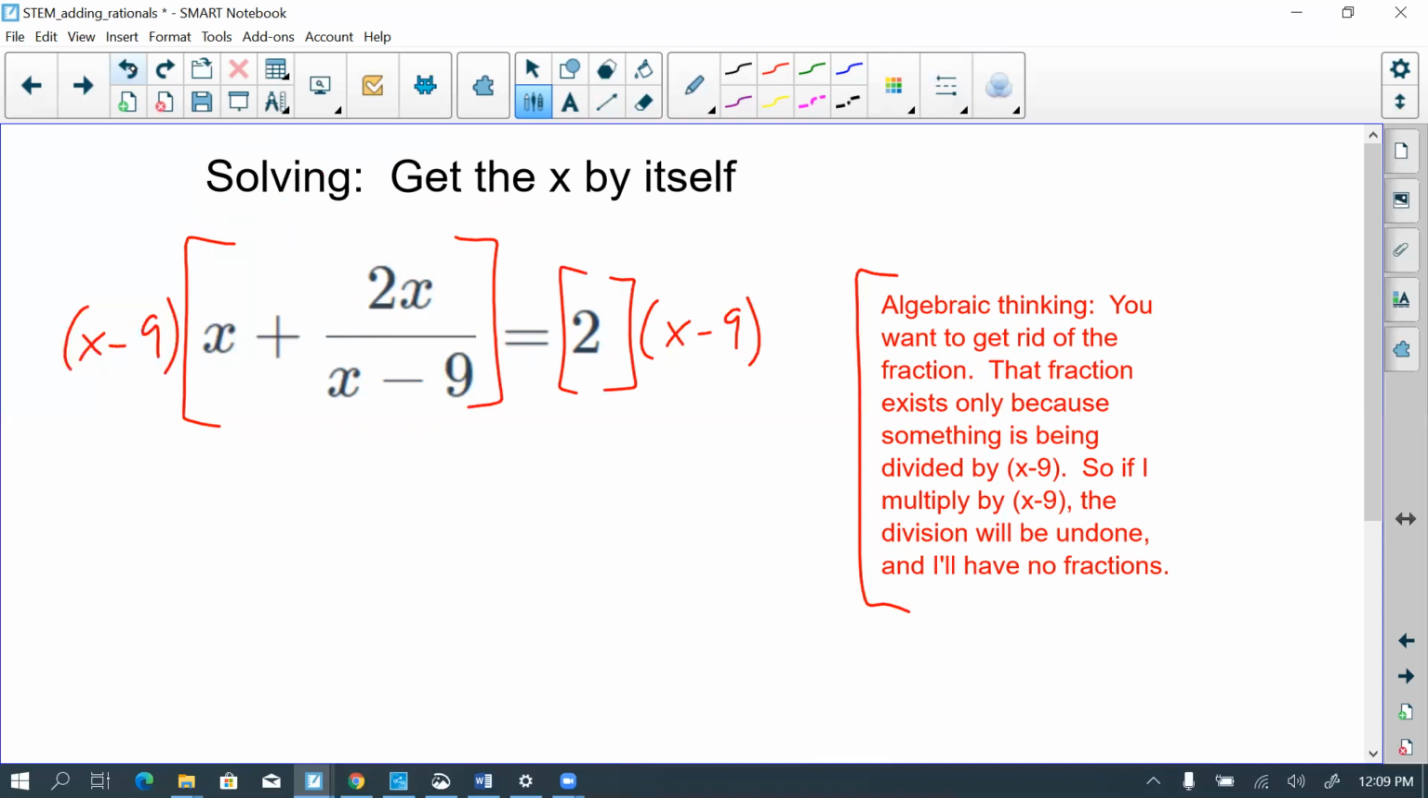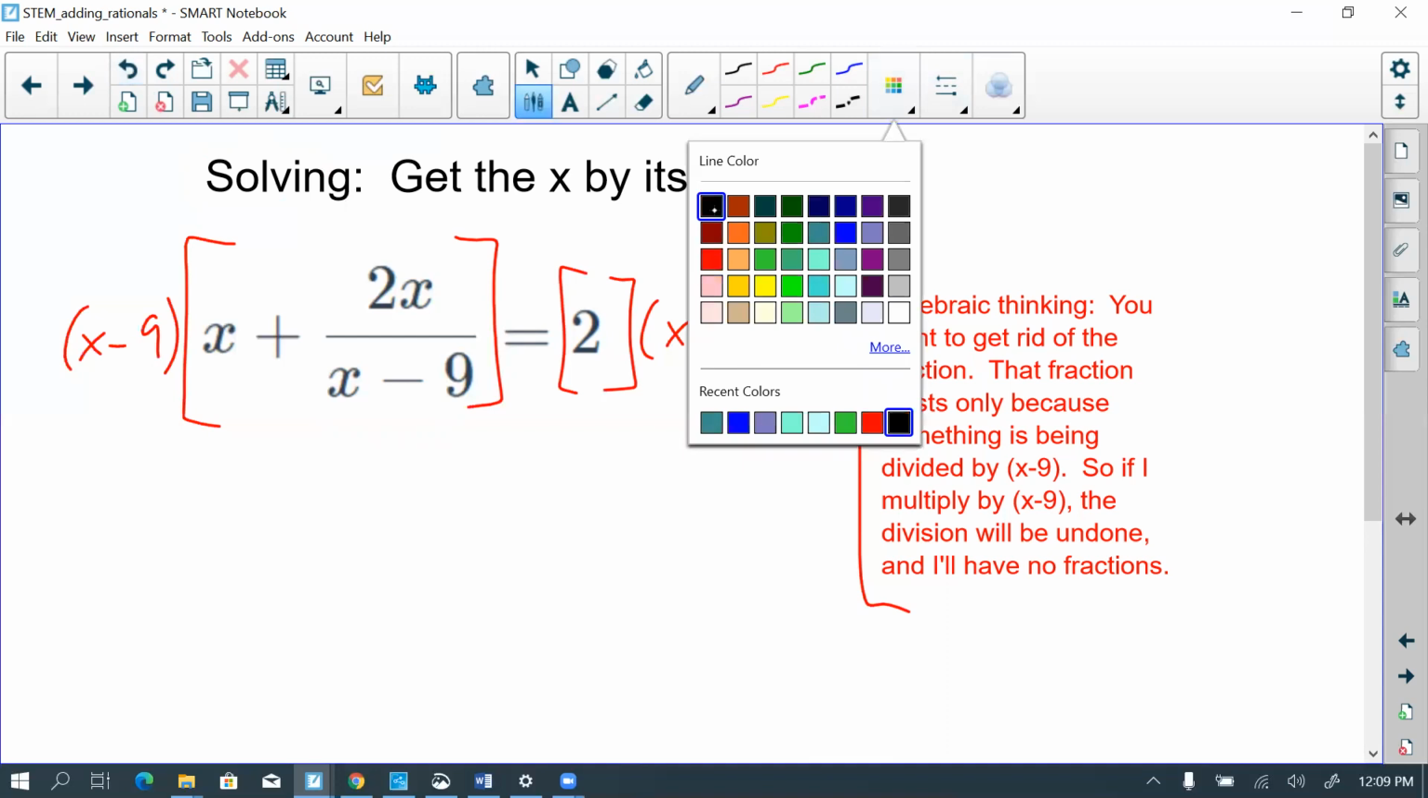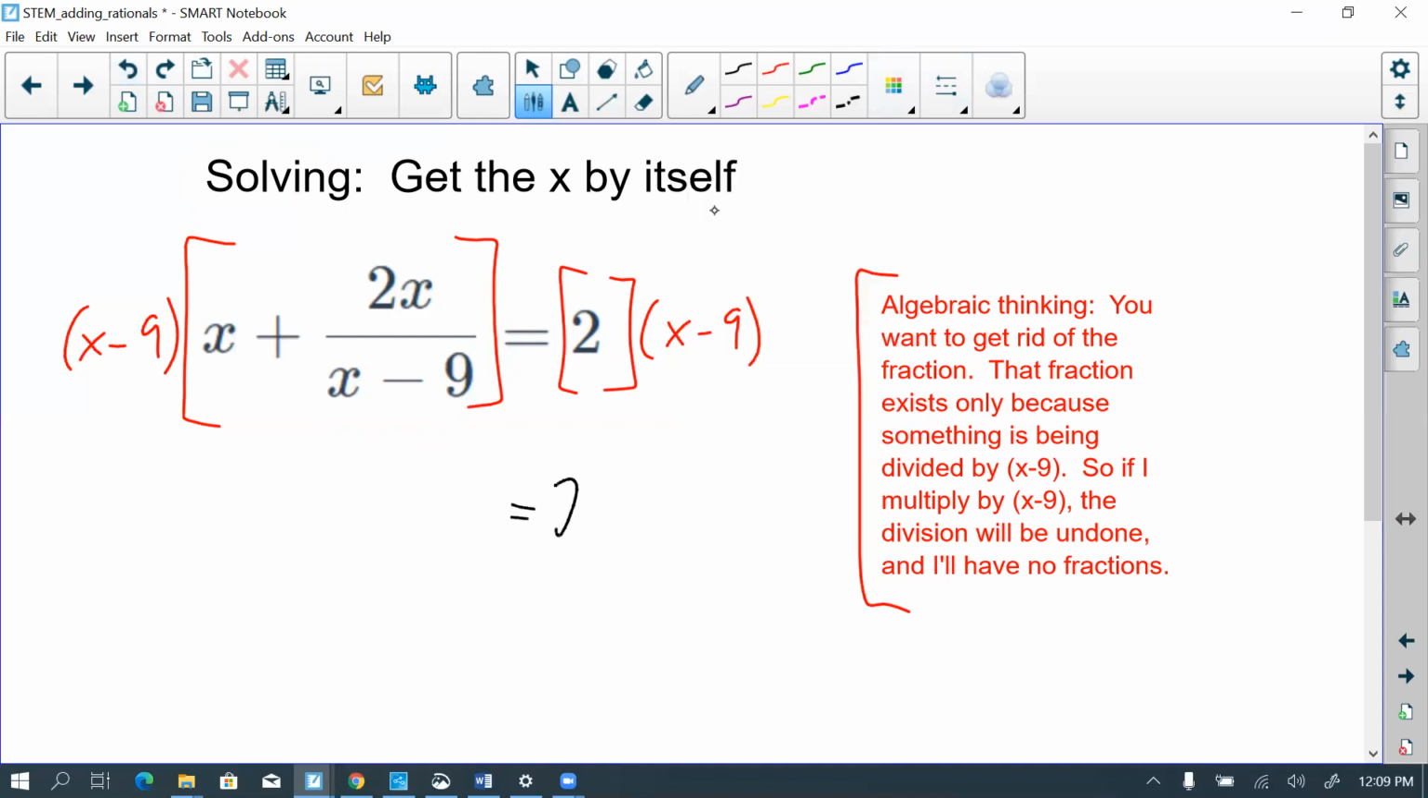I'm not multiplying by 1, but I don't need to multiply by 1 because I do it once on the right, once on the left, and everything's fine. It's still equal. It's still balanced. All right, what does that look like when you multiply both sides by x minus 9? Well, on the right, you get 2x minus 18 because you're mixing multiplication with subtraction or addition, and that means distribution.